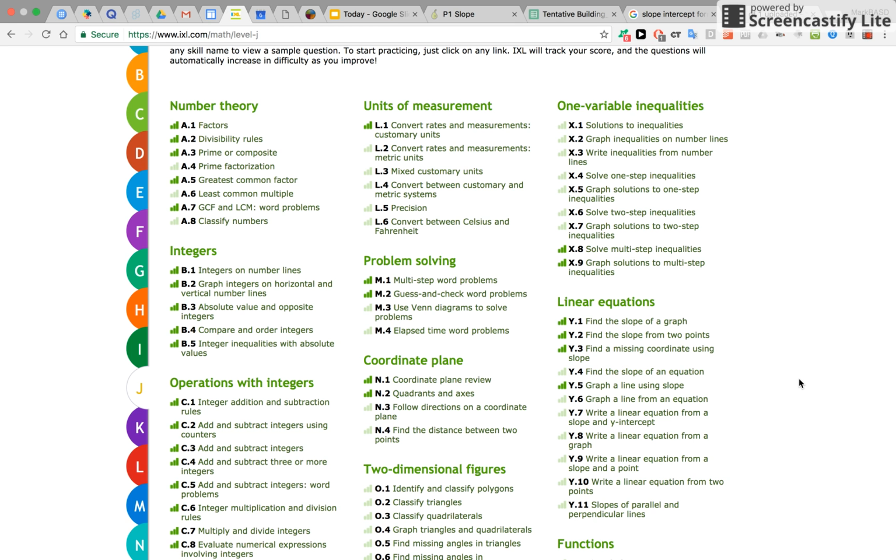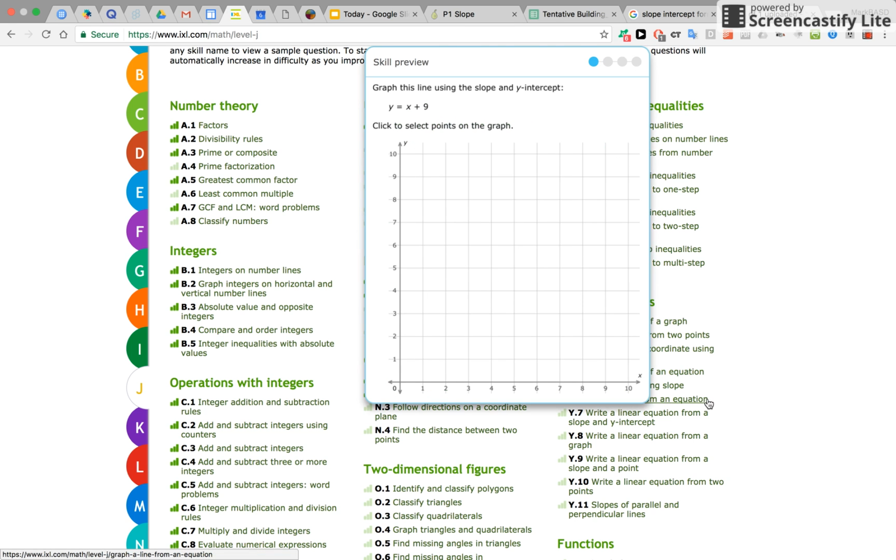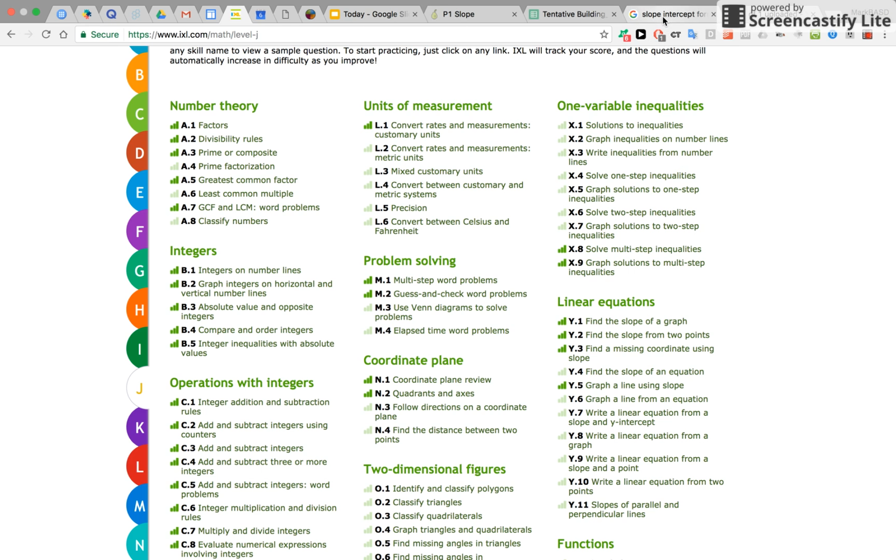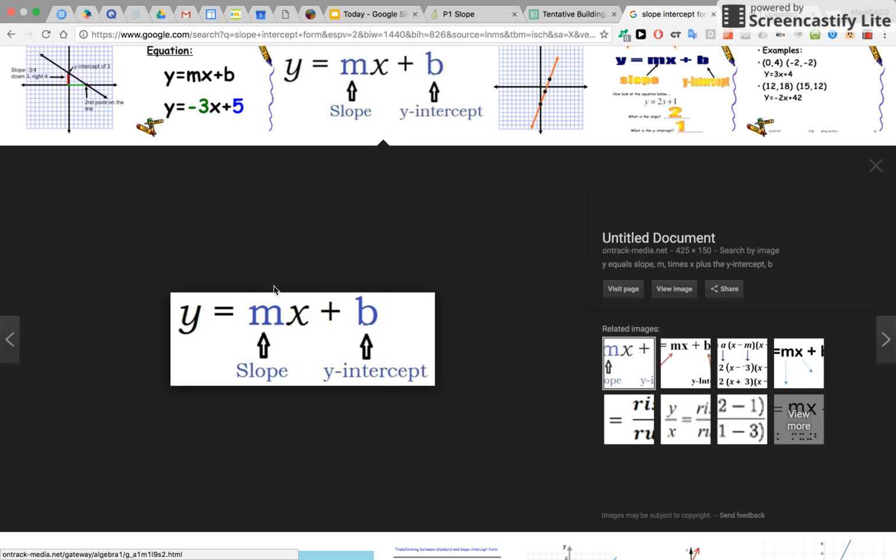Okay, so now we're going to talk about how we can graph a line given an equation. Now the equations we're going to be given in IXL are in what's called slope-intercept form. That's y equals mx plus b. Now you remember that m, this number right here, is the slope.